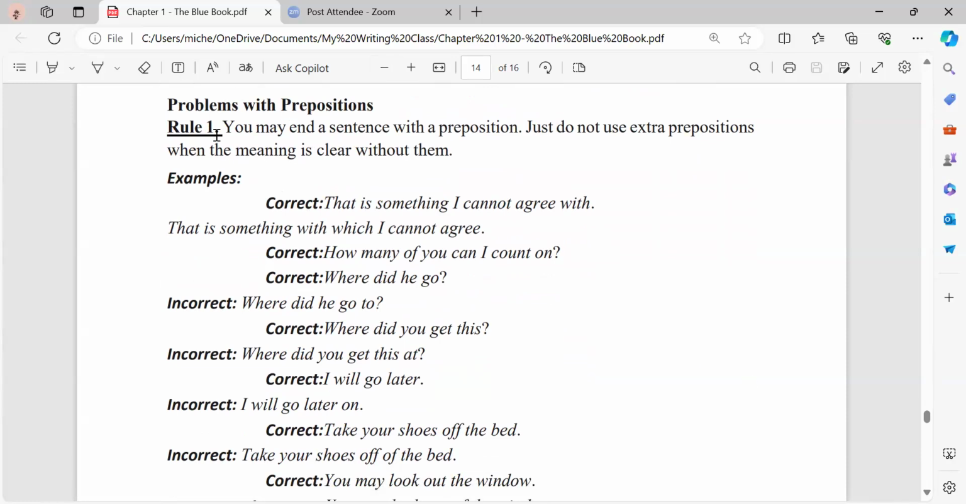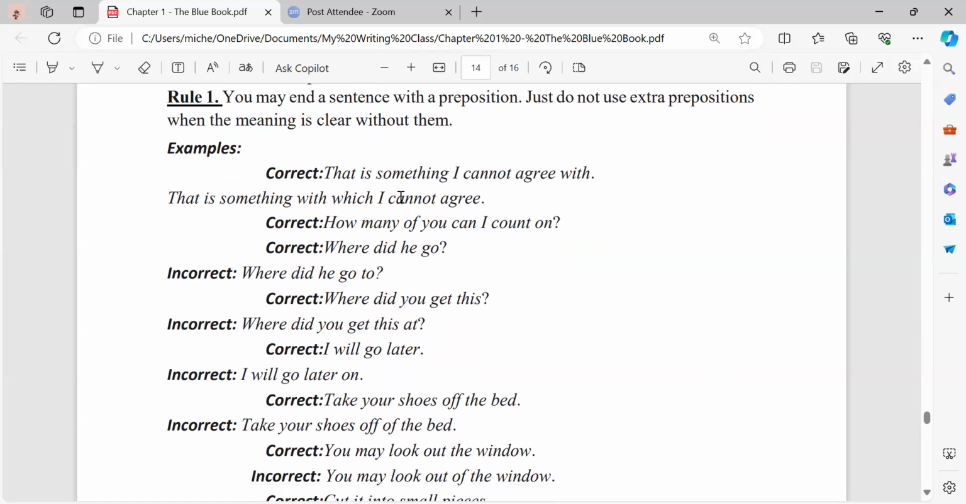So now we have problems with prepositions. Rule number one: you may end a sentence with a preposition. Just do not use extra prepositions when the meaning is clear without them. That is something I cannot agree with. That is something which I cannot agree. How many of you can I count on? Where did he go? So where did he go? It's already clear. We ask where he went, but then where did he go to? The to right here is superfluous, it is not necessary.